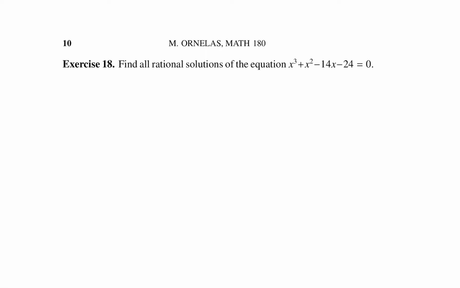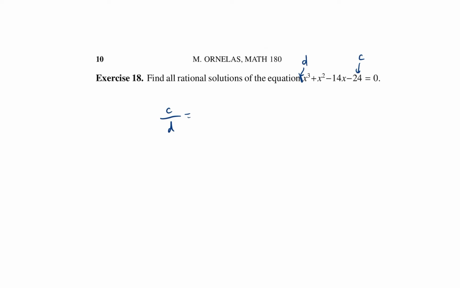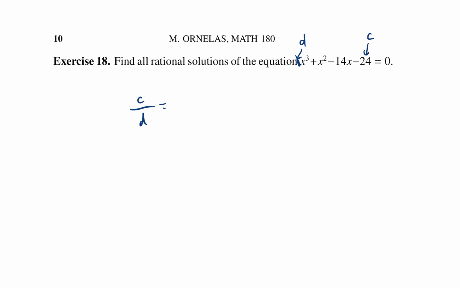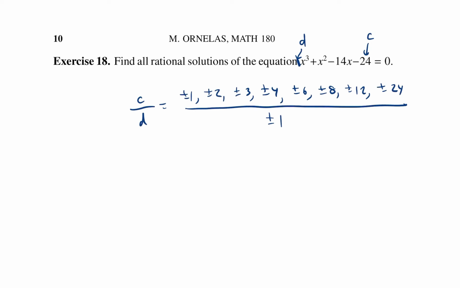The next example says find all rational zeros of the equation. So we're going to use that theorem. So you want to call this one C, this one D. So D is 1 because of the leading coefficient. So we're looking for all the possible values of c over d, where c represents all the factors of negative 24. Well, the factors of 24 would be 1, 2, 3, 4, 6, 8, 12, and itself, 24. Those are all the factors of 24. And the factors of 1 is itself, 1.